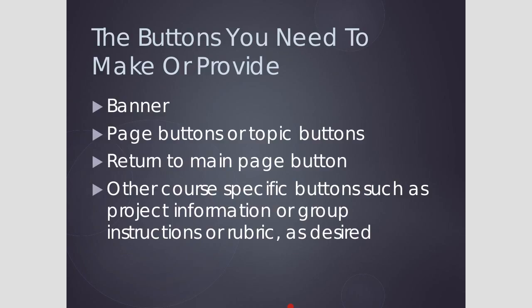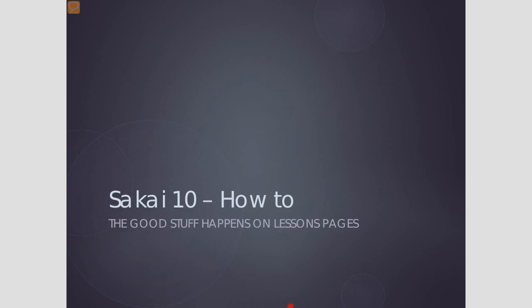Now, the buttons you need to make in order to do this technique, you need a banner button for the top decorative. And technically, you don't need to put an alt text on that because it's decorative. You need page buttons, the week one, week two, and so on. And you need a return to main page button. And then other course-specific buttons, such as the project information or group instructions, or maybe you've got a course rubric that you want to put a button for. So those are the buttons you need to provide.